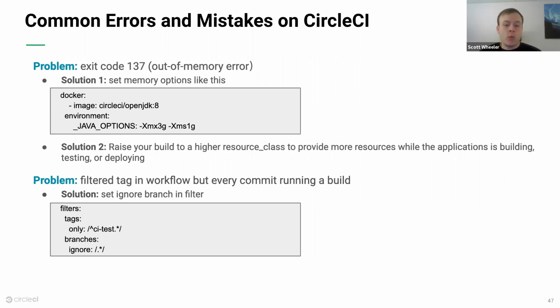Problem: filtered tag and workflow, but every commit is running a build. CircleCI will always try to build by branch first. If you don't want your build to run on each branch commit, but each time you release a tag, you need to define which branches to ignore. In this example, we're ignoring all branches, but only allowing builds that are tagged with CI test to continue running.